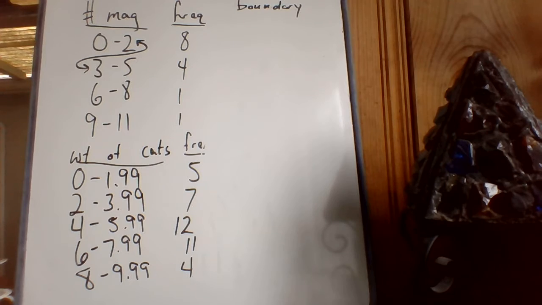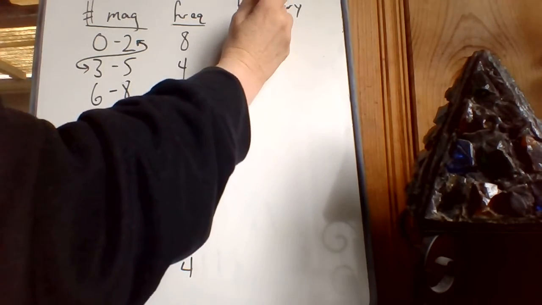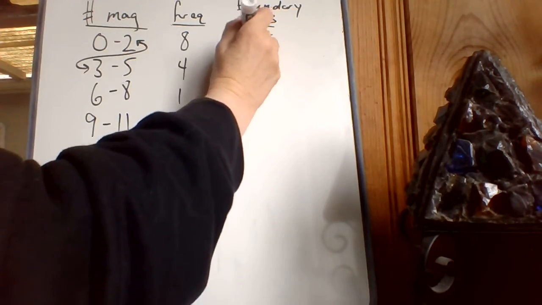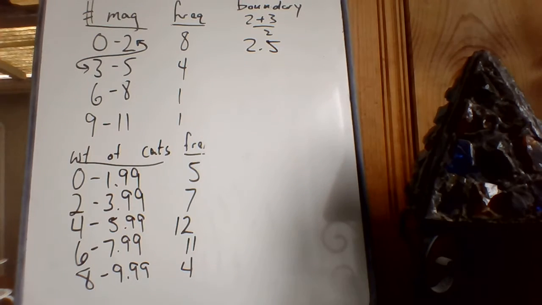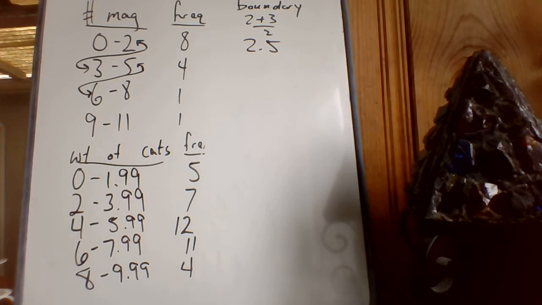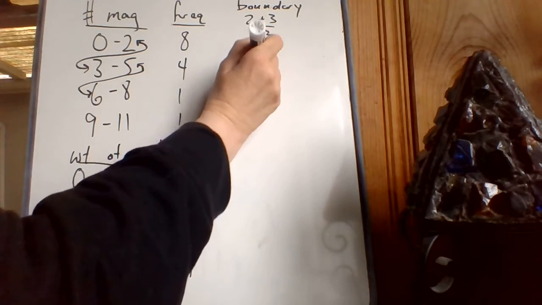Okay, well, if I have to make a spot that's halfway between 2 and 3, again, I'll just do 2 plus 3 divided by 2, that's 5 divided by 2. So 2.5. All right, and then the one that's halfway between 5 and 6, 5 plus 6 divided by 2, 11 divided by 2, so that's 5.5.